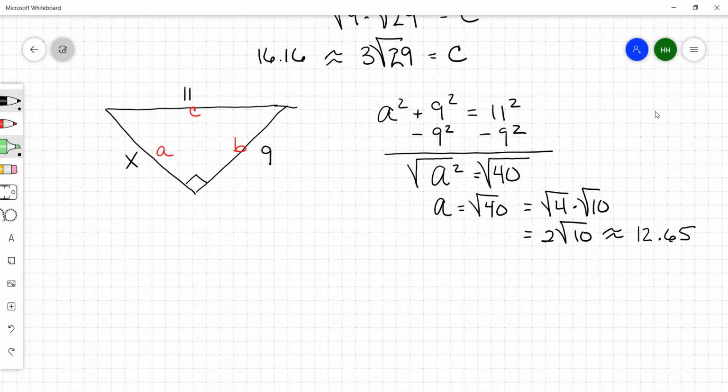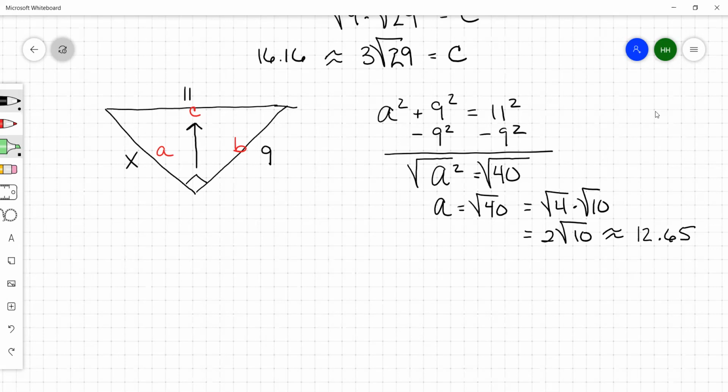Anybody need to see another example? Make sure you label your legs A and B. It doesn't matter if you label them B and A. The side opposite the 90 always has to be C.